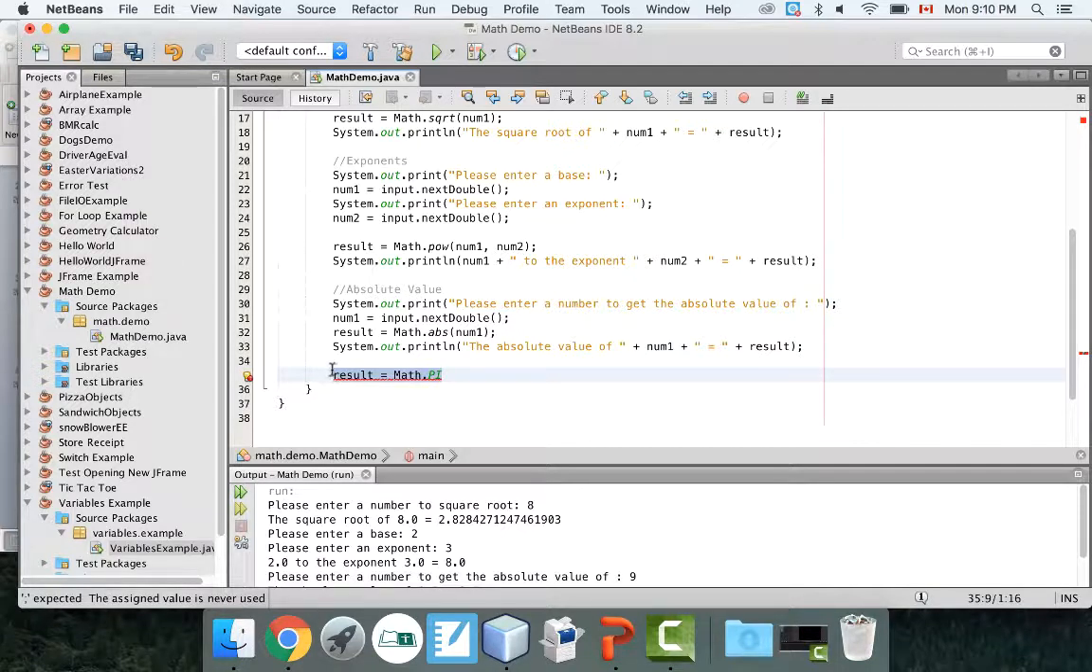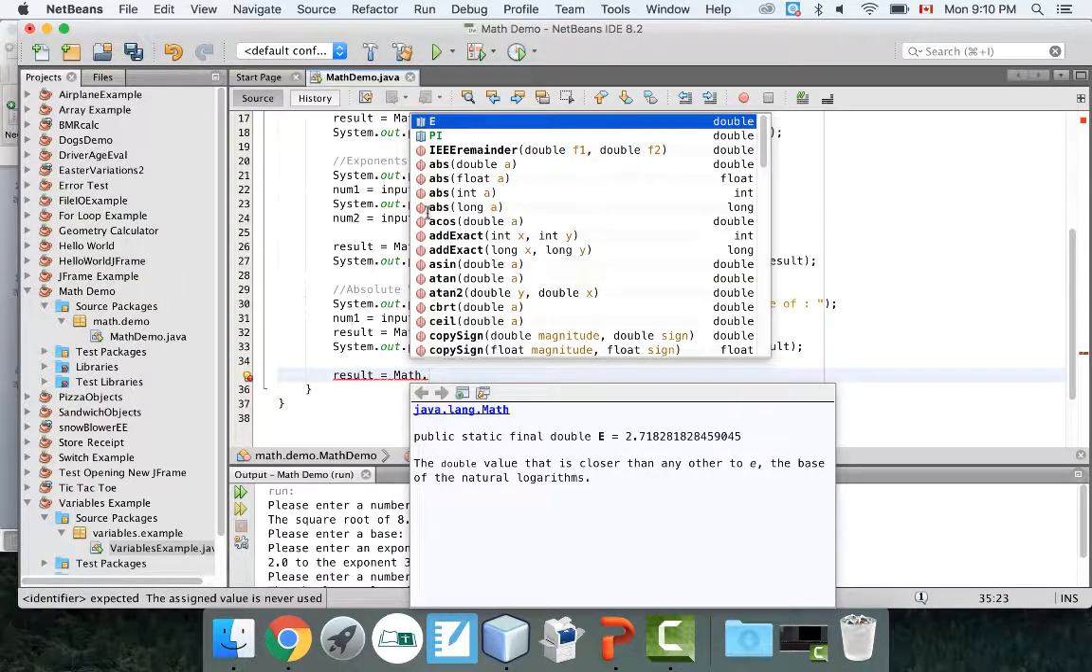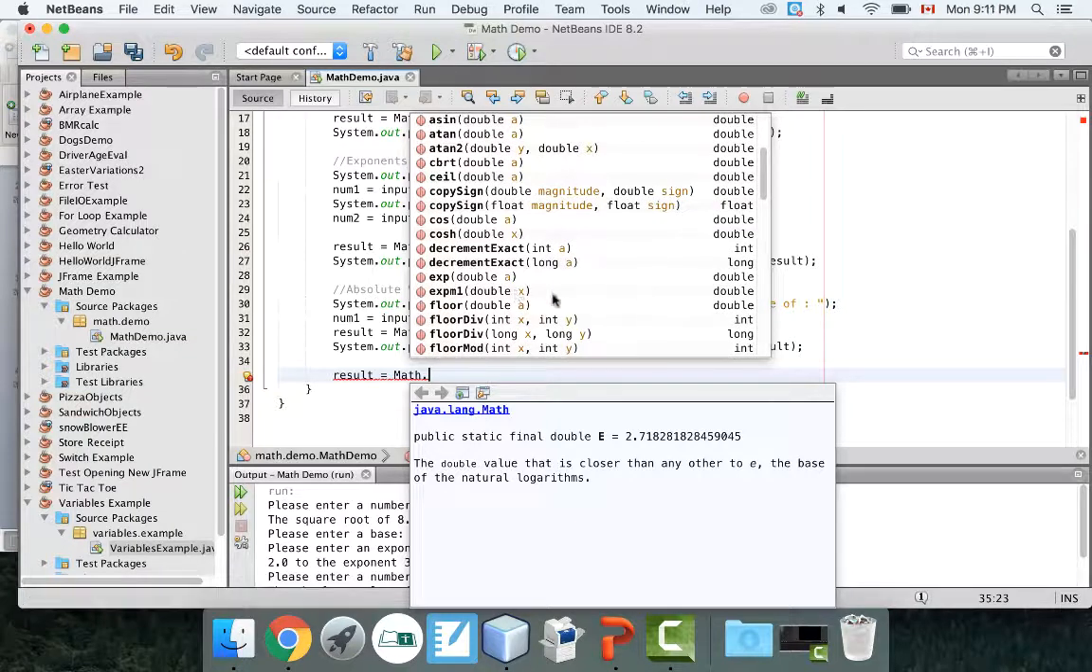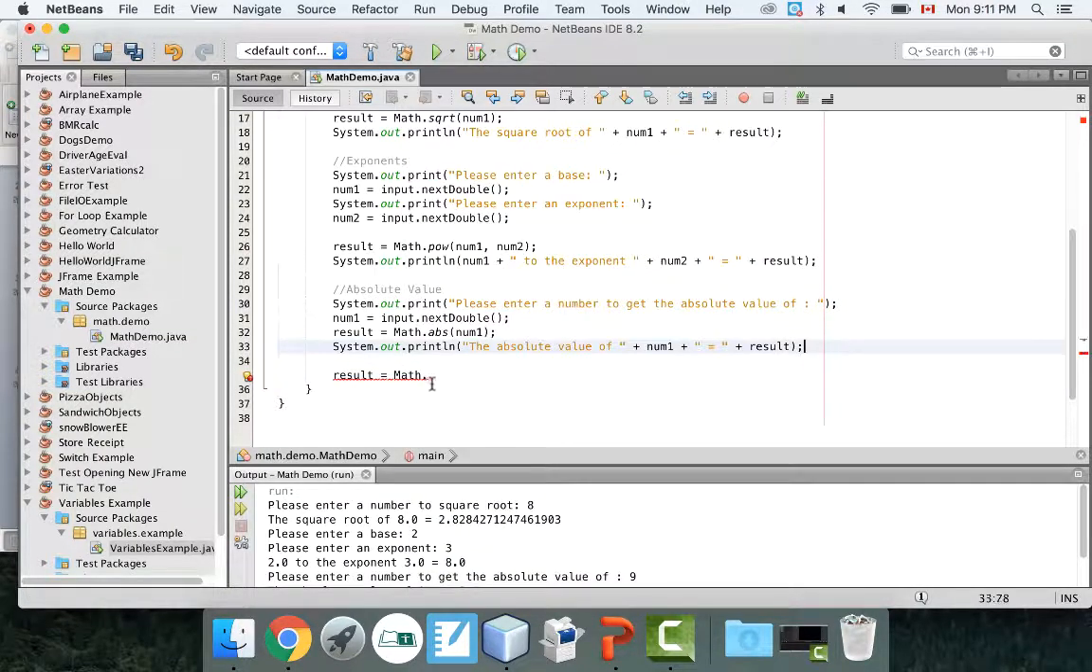So anyways, I could spend forever talking about this stuff. Just go through, if you ever need something, just find what you need in this list, and it's pretty easy once you get going with it. Not too bad. Anyways, just a little demo of some math functions in Java here.